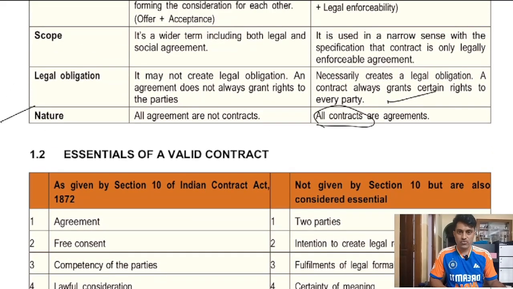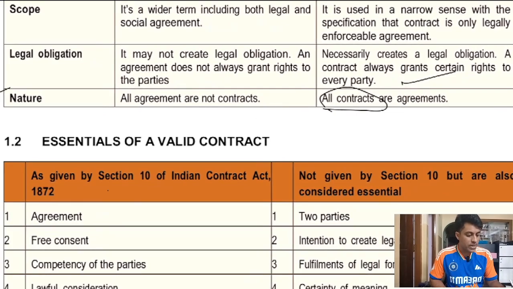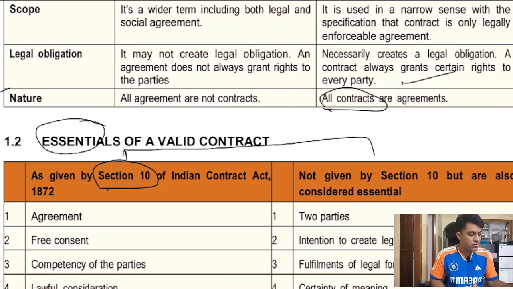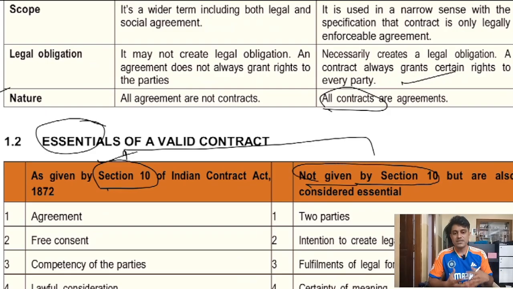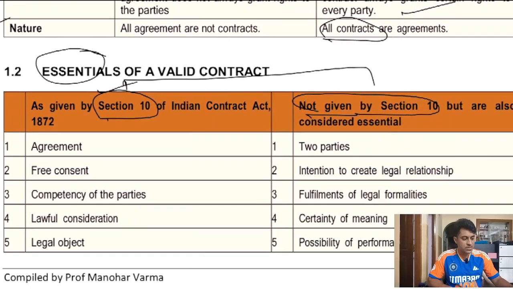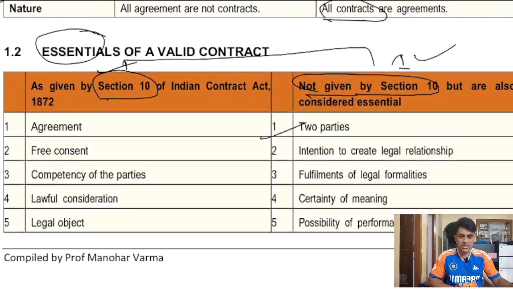So basically there are two categories here. This is essentials, and it can be divided into two parts. One is as mentioned in section 10. The other part is not given under the Indian Contract Act, but still it is something essential. So these points we will discuss now. First we will see the essentials of contract not given under section 10. Then we will come back to the other part. So let's see these things in detail.